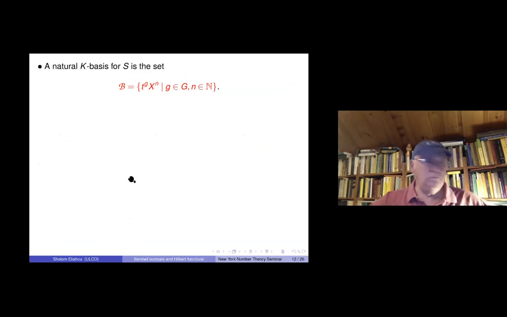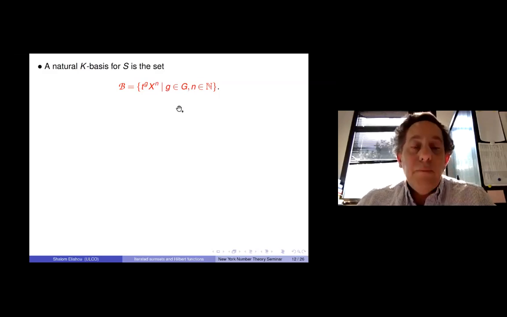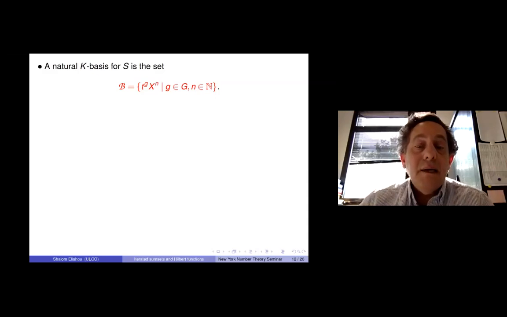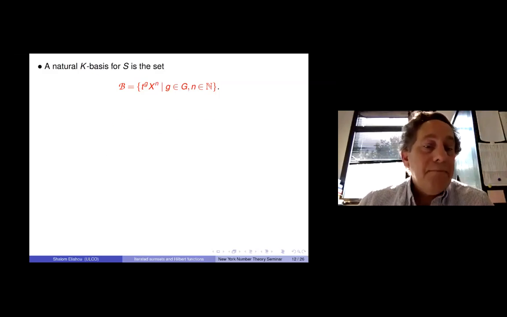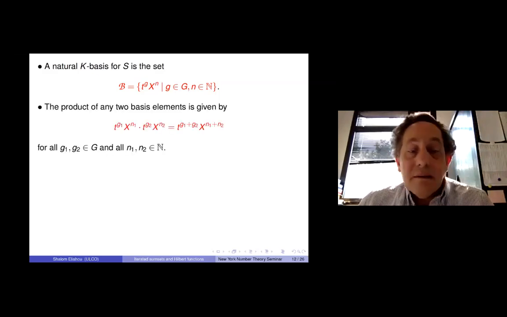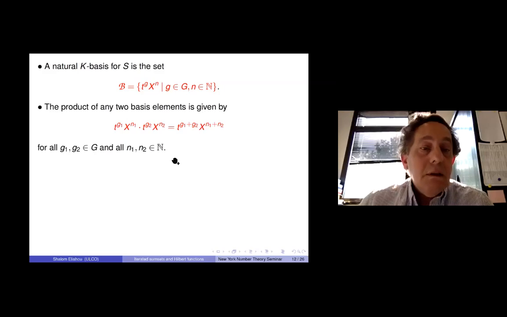A natural K basis for S is simply the set of all symbols T to the power G, X to the power N, where G belongs to the group and N is a non-negative integer. So that's the K basis. And what is the product? Easy enough. The product of two symbols is what you think. And so that's a natural K basis for S.